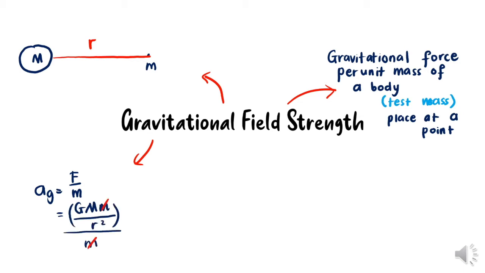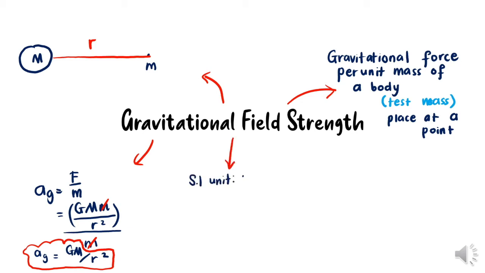The equation for gravitational field strength is derived as shown in the video. So the final equation that we get is Ag equal to GM divided by r squared, where G is the gravitational constant, M is the mass of the planet, and r is the distance between the planet and the test mass. And the unit for gravitational field strength can be meter per second squared or Newton per kg.